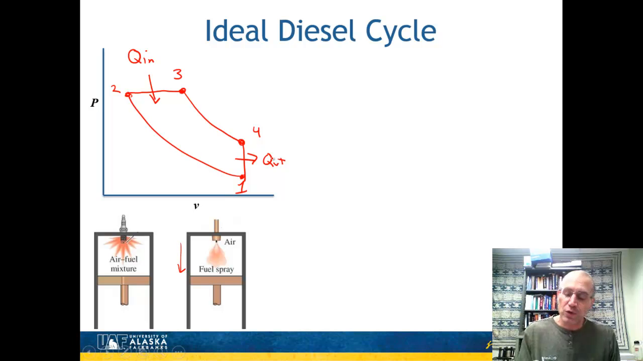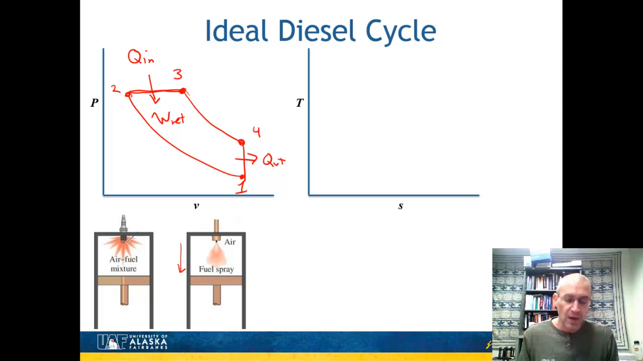But there's actually the power stroke occurs in 2 to 3 and 3 to 4. The area in here is still the net work for this cycle, but there's a little bit of difference in that power part of the cycle. The TS diagram actually doesn't look much different.